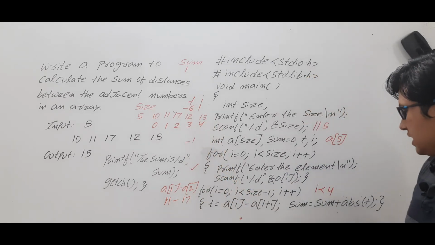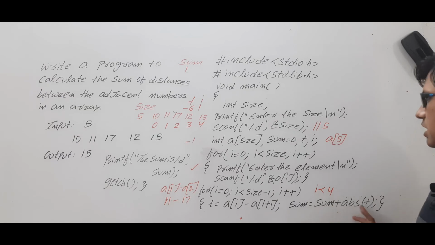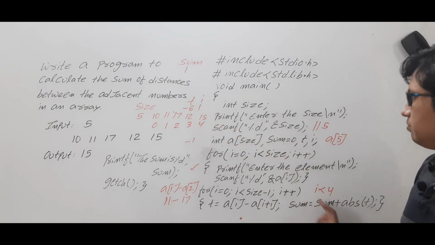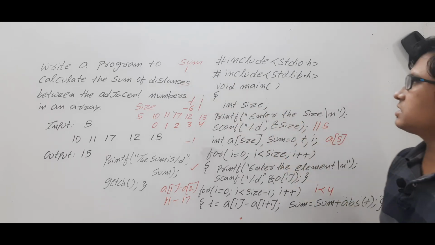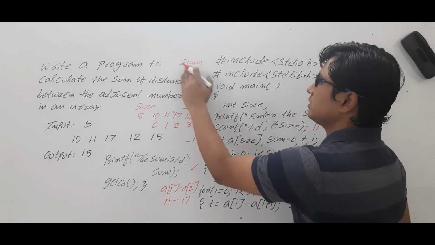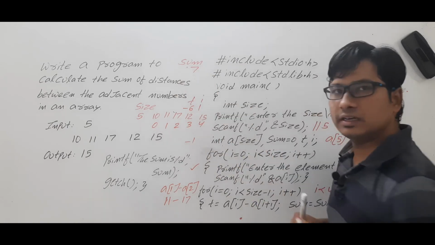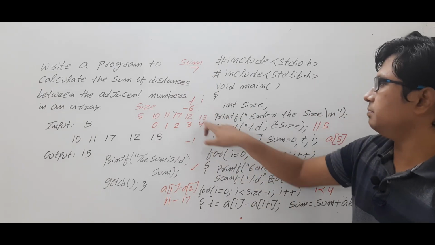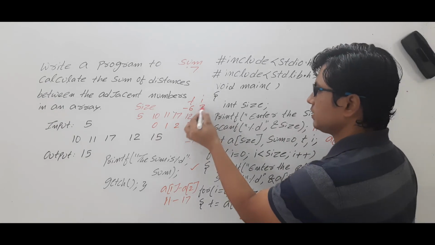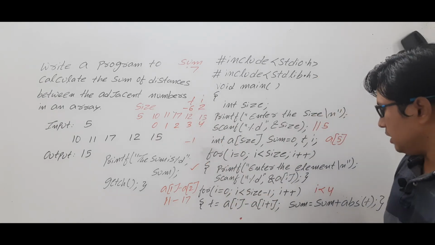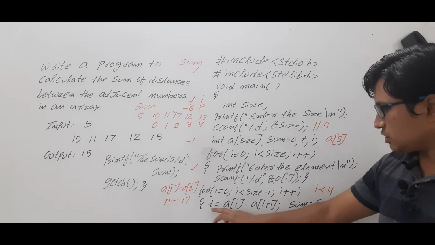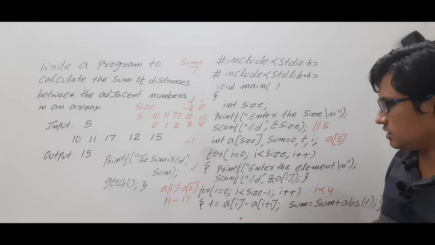Okay, are you able to understand? Now sum is equal to sum plus absolute of t. Absolute of minus 6 is 6. Sum is having 1. 1 plus 6, you will get 7. Is it clear? Are you able to understand? I plus plus. Now I value will become 2. Okay, I hope it is clear for you. 2 is less than 4. Yes, the condition is true. If this condition is true, again you have to execute these statements.